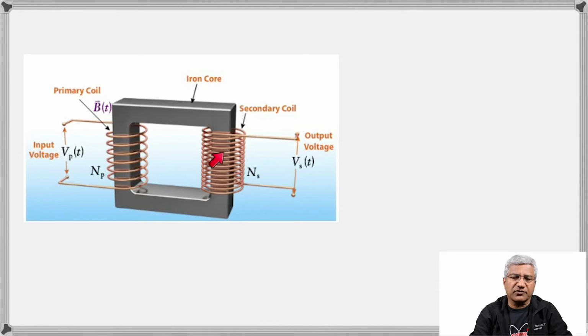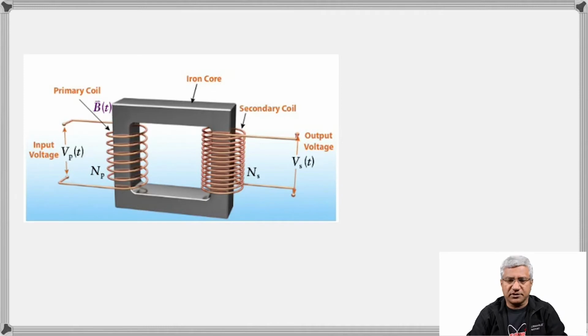And if the number of turns in the secondary is more than the number of turns in the primary, as shown in this diagram, you see the number of turns is bigger, it's a step-up transformer. That means the voltage in the secondary is going to be more than the voltage in the primary. That is a step-up transformer. The opposite one is the step-down transformer. Remember that there will also be currents IP and IS in the primary and the secondary.